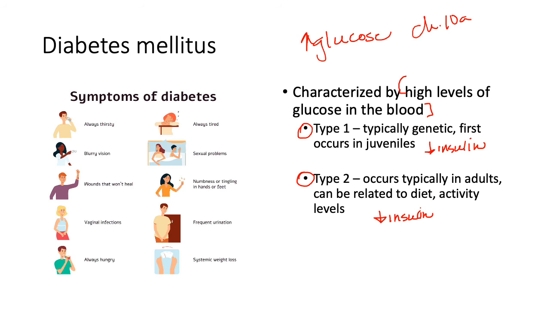Some symptoms of diabetes are listed here. Notice that having too much glucose in our body can cause a wide variety of symptoms. Chapter 10A really goes into more detail about that, but just know in general, diabetes mellitus is due to having too much glucose in your body, which is typically caused by your insulin not being regulated at the correct levels.